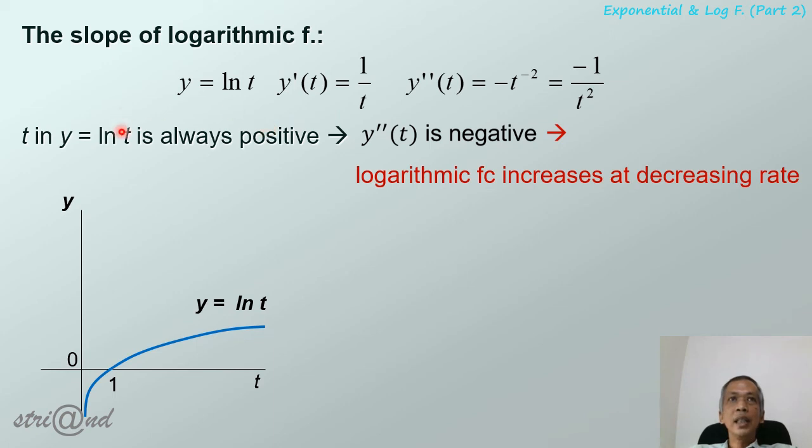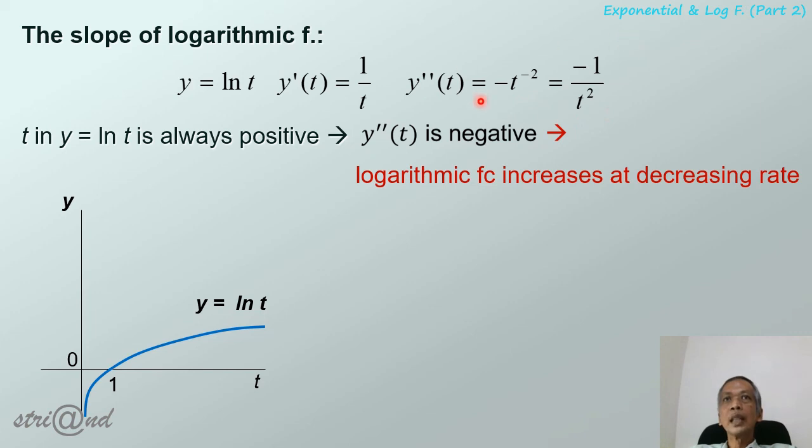As long as the t here is positive, anyway, we cannot find the natural logarithm of a negative number, so t is always positive. The 1 over t will always be positive as well. So the slope of this logarithmic function will always be positive. See here, the slope is always positive. Y always increases. And then the second derivative here is negative 1 over t squared. Because t is positive, negative 1 over t squared must be negative. So the second derivative is negative.